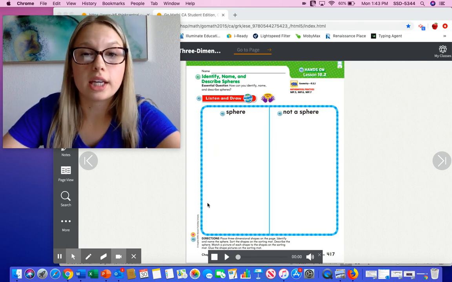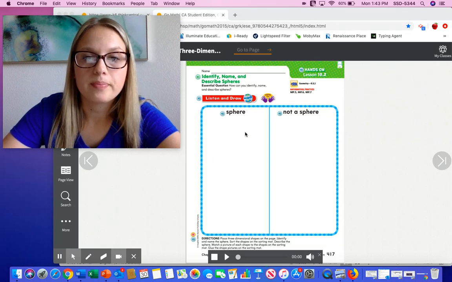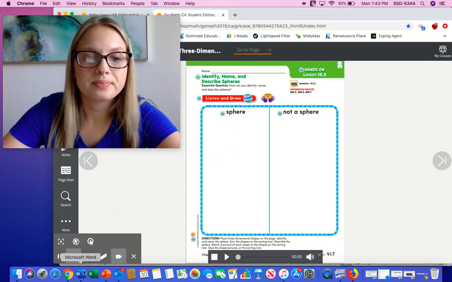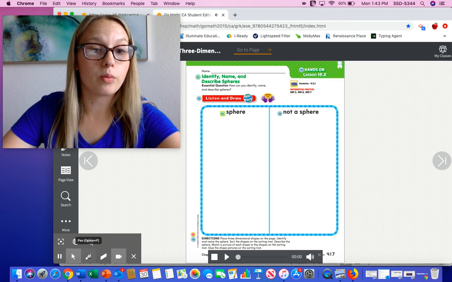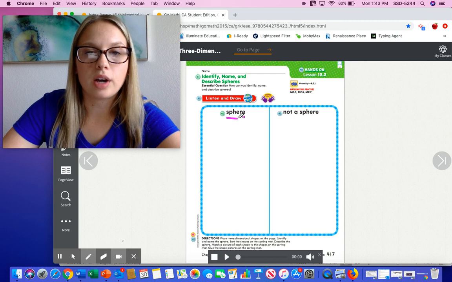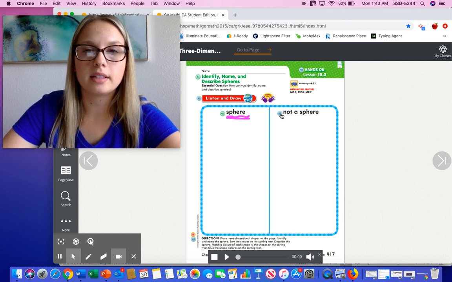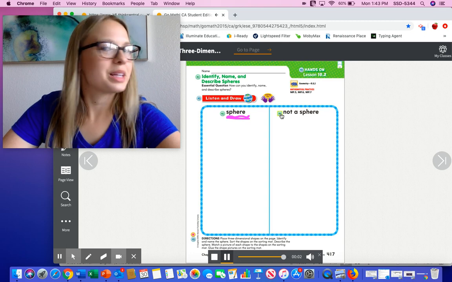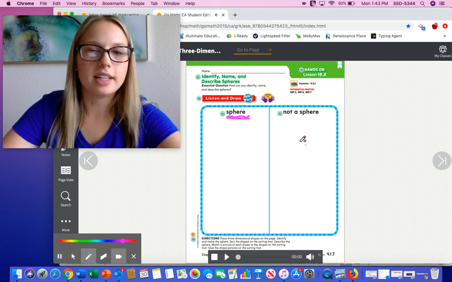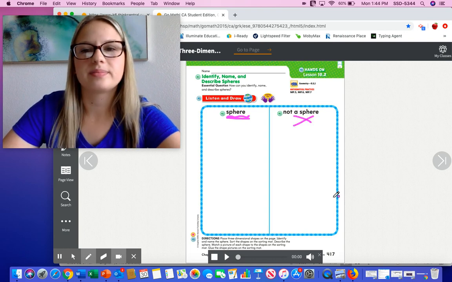Okay, so I want you to look. Here is our big map. This is what you should see with the blue square around it. This side says sphere. So we're going to place shapes that look like spheres over here. I want you to underline the word sphere. We're looking for spheres. This side over here says not a sphere. So go ahead and take your pencil and put an X. Over here, these are the ones that don't work.